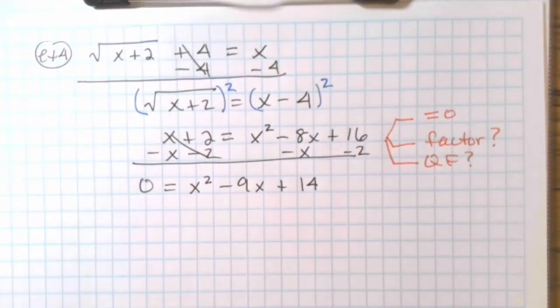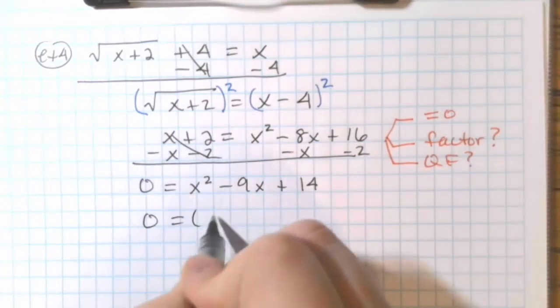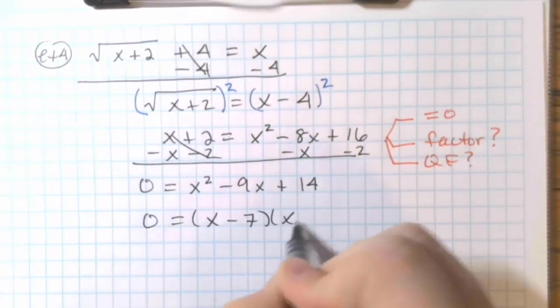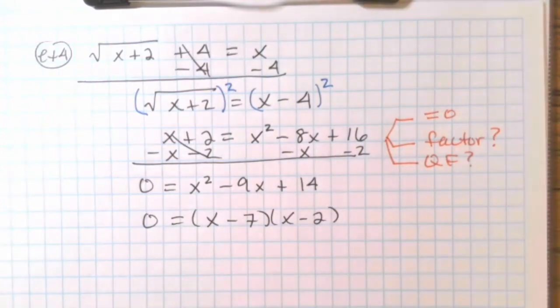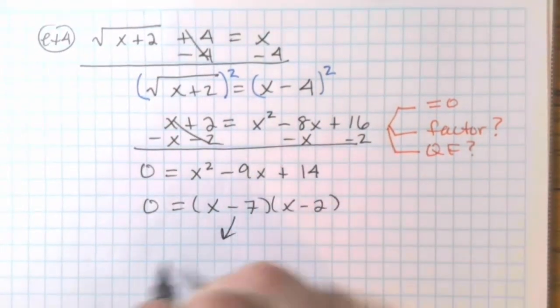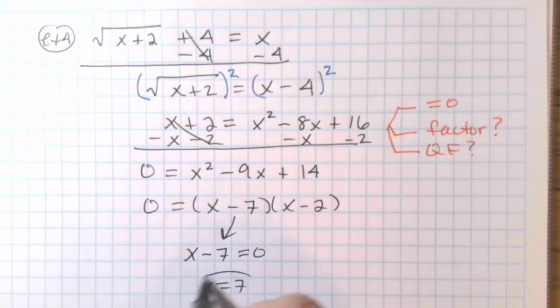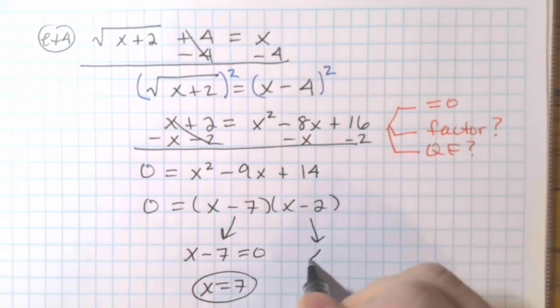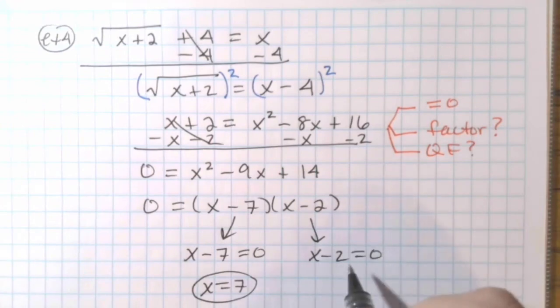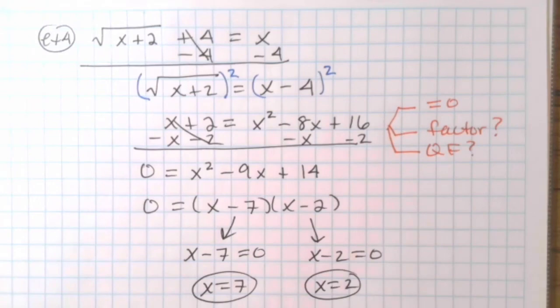This one actually factors, which is nice. So I have x minus 7 and x minus 2. Solve this, set x minus 7 equal to 0, you get x equals 7. Set x minus 2 equal to 0 and solve it, you get x equals 2. Now, unlike linear equations where most of our answers are good, we need to really check these carefully.